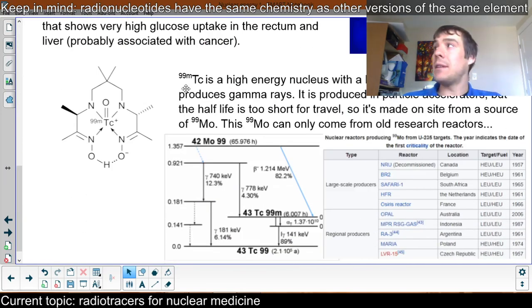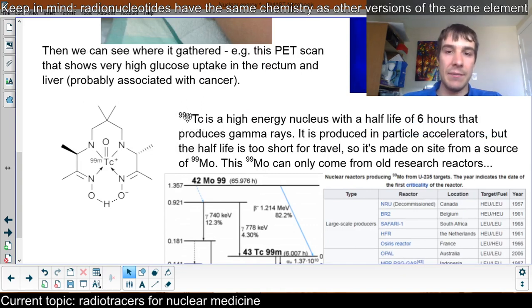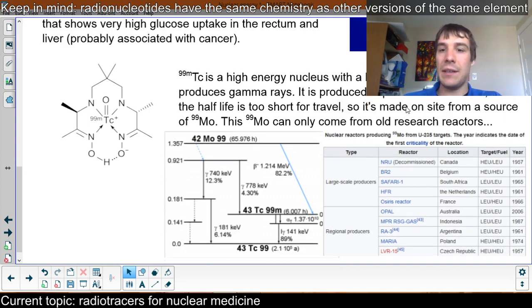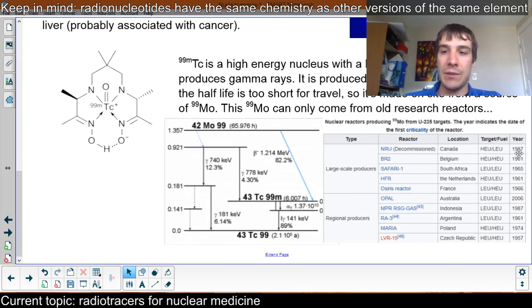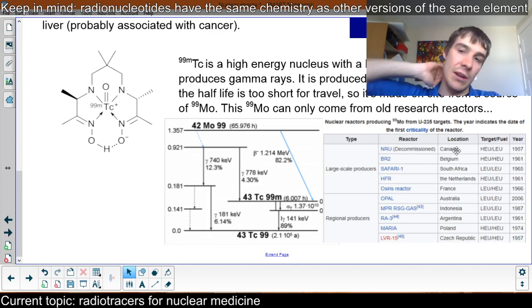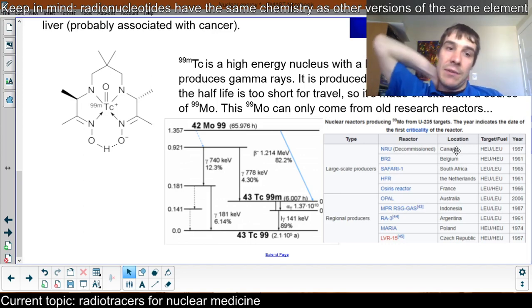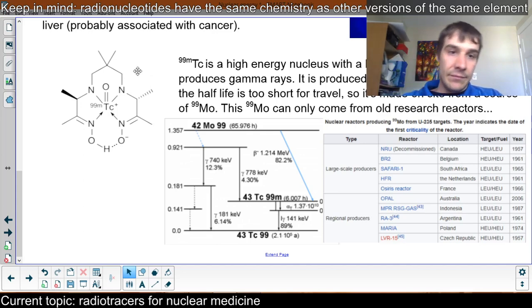Here's another really common one. It's called technetium-99m. It's got a half-life of 6 hours. It's created specifically in old research reactors, really old research reactors. So you see these years that they started is like 1957, 1961, 1965, and stuff like that. One of the biggest producers was actually the NRU in Canada in Chalk River, but it got decommissioned recently. So the world lost a bunch of supply of this important radionucleotide.